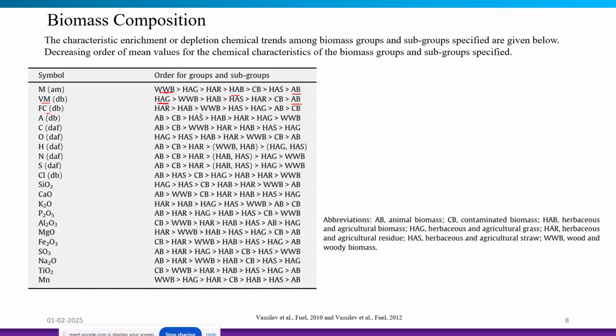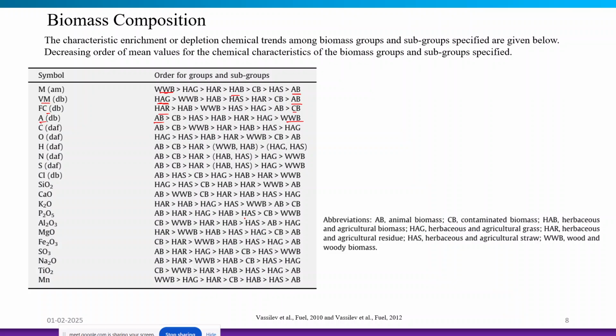Fixed carbon is higher in agricultural and herbaceous residues, whereas in contaminated biomass, which you can consider as municipal solid waste, fixed carbon is considerably lower. Ash percentage, this is on a dry basis, is higher in animal biomass and lower in woody biomass. Carbon, oxygen, hydrogen, nitrogen are the ultimate or elemental analysis we do, and we get results from that. From there, we see that for carbon, the higher is animal biomass and the lower is herbaceous agricultural grasses. So from there, you can see a lot of variations.